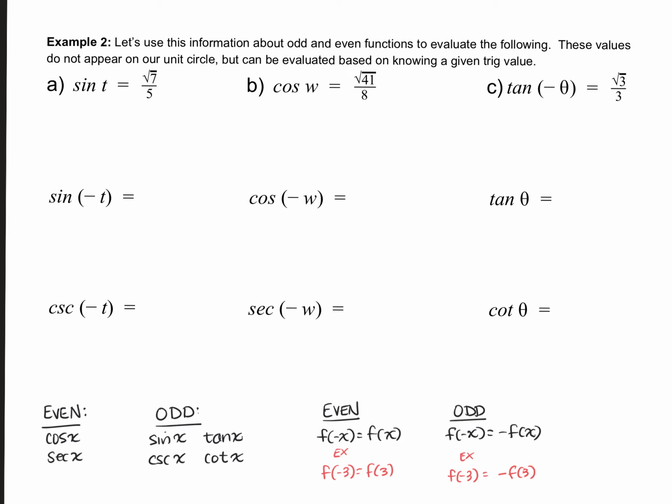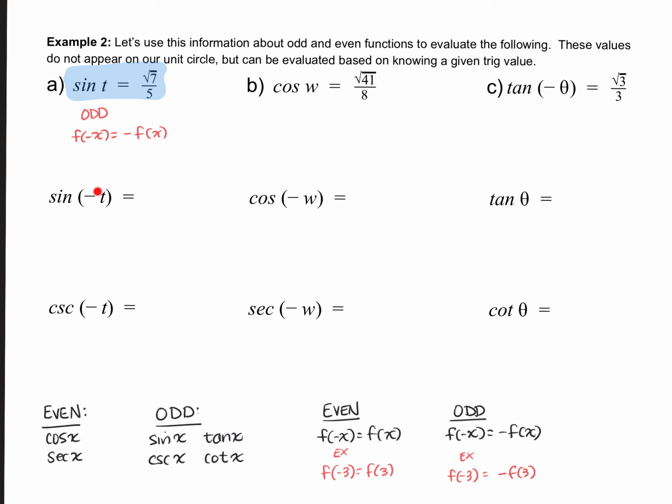So when we look at an example where I give you something about a particular trig function, let's say I give you that sine of some angle t is radical 7 over 5. And then I ask you to figure out, okay, what is the sine of negative t and what's the cosecant of negative t? So the first thing we have to decide is whether this function is going to be even or odd. Because it is sine, if you look below, that means that it's an odd function.